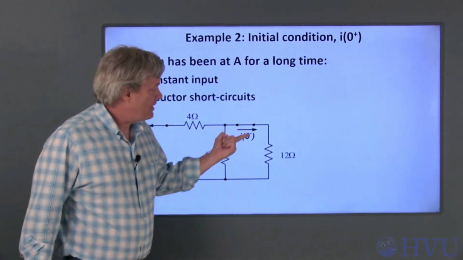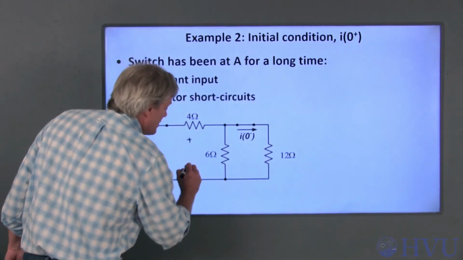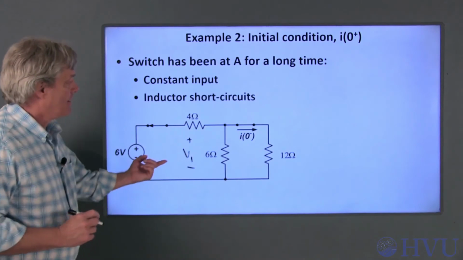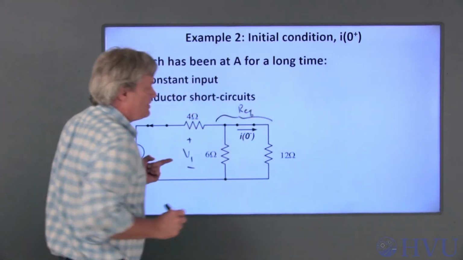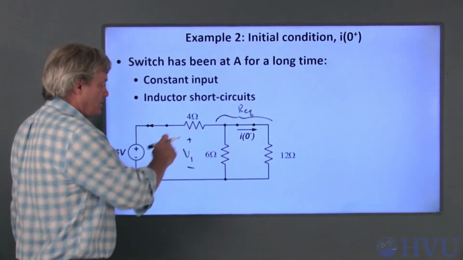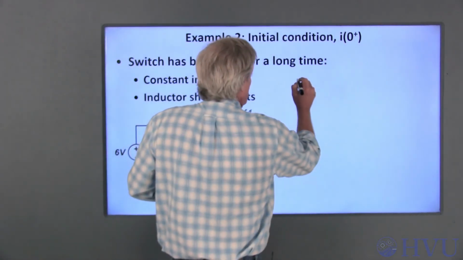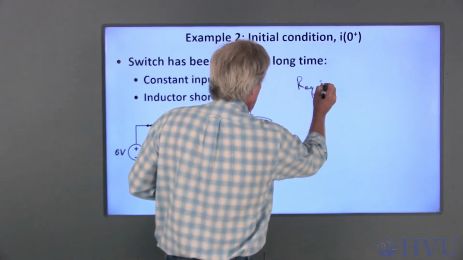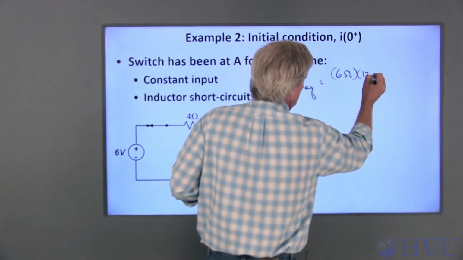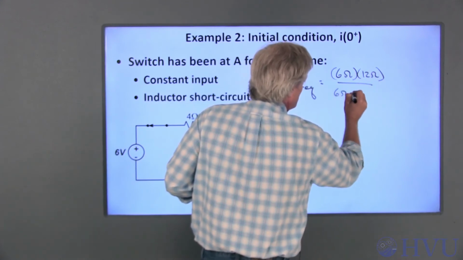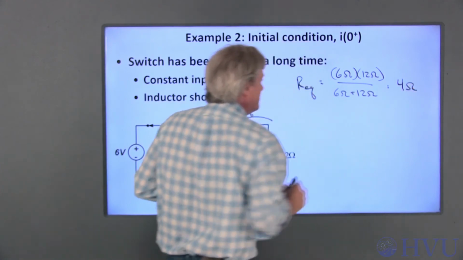The inductor current can be determined from this voltage divided by 12 ohms. If I call this voltage V1, and then determine an equivalent resistance of these 2 resistors here, this voltage V1 can be determined from a voltage divider. So Req, if these 2 are in parallel, is 6 ohms times 12 ohms over 6 ohms plus 12 ohms, which is just 4 ohms.